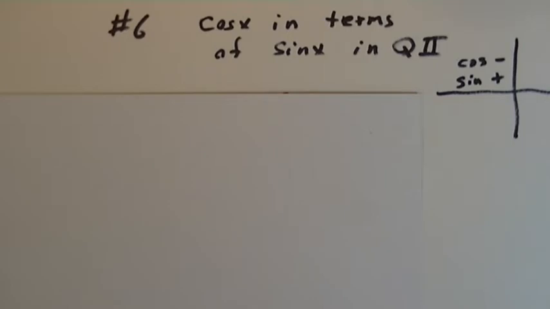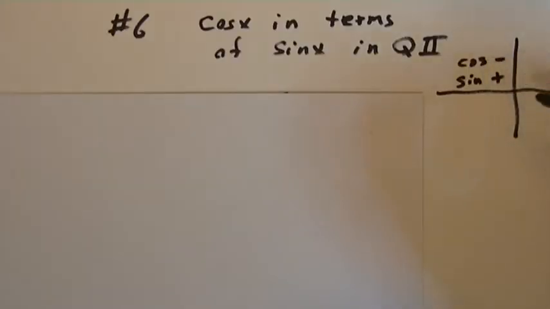Well, if we're in quadrant 2, it simply means that the sine is going to be positive, the cosine is going to be negative. We just need to remember that when we're done, and we'll make that adjustment at the last minute.